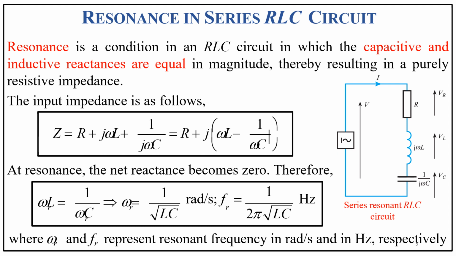Therefore, omega_r L is equal to 1 by omega_r C, that is, omega_r is equal to 1 by root LC. So, the frequency at resonance is equal to 1 by 2 pi root LC hertz, where omega_r and f_r represent resonance frequency in radians and in hertz, respectively.